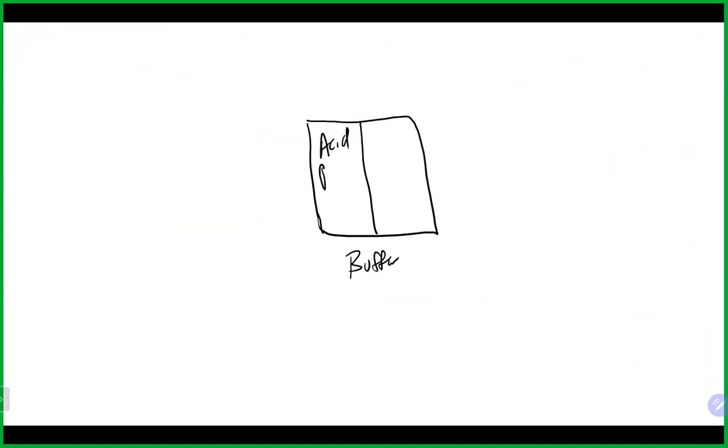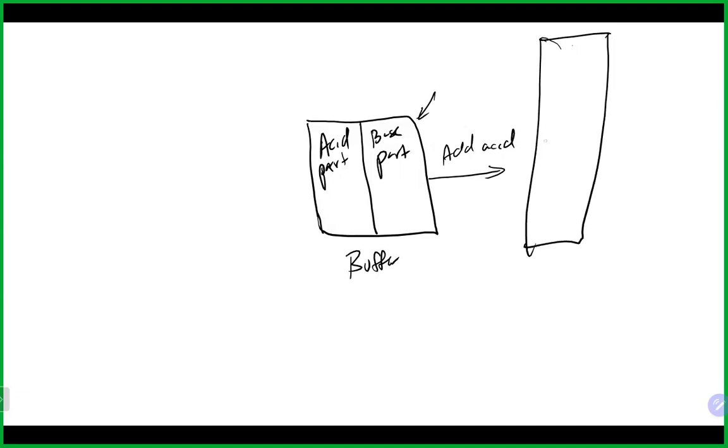Now, when we talk about buffers, when you make a buffer, you typically want to make it with kind of equal concentrations of the acid part and the base part. And when you do that, what happens is, as you add acid, it will react with the base part of the buffer and generate, as dramatically drawn here, more acid part, and it will use up some of the base part of your buffer.